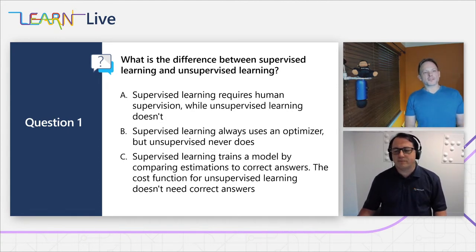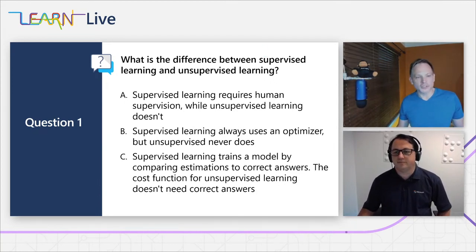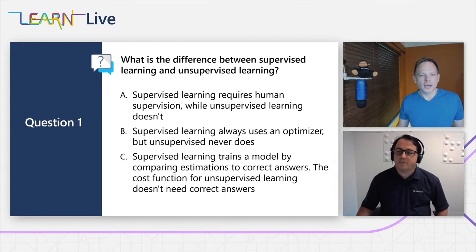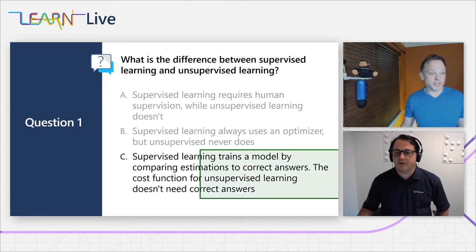Does supervised learning require human supervision? No, it has nothing to do with a human standing and watching the model train. Supervised learning uses an optimizer, but unsupervised never does? That's not true, everybody uses an optimizer. Supervised learning trains a model by comparing estimates, or predictions, to correct answers. So basically, the output of the model is compared to correct answers, and that is correct. Unsupervised learning doesn't. It compares to some other function that needs to be defined, without having a correct answer to measure against.